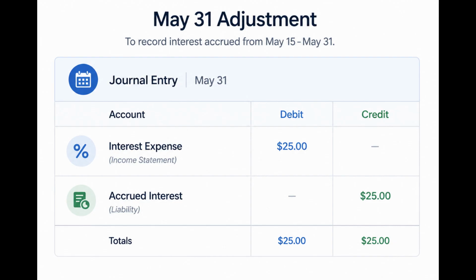So at May 31st, you record the portion that belongs to May. The journal entry is a debit to interest expense for $25 and a credit to accrued interest for $25. Note that there's no cash that has been a result of this particular transaction, this adjusting entry. You've now recognized the expense has occurred, but it hasn't been paid.